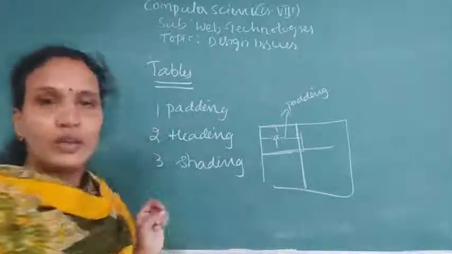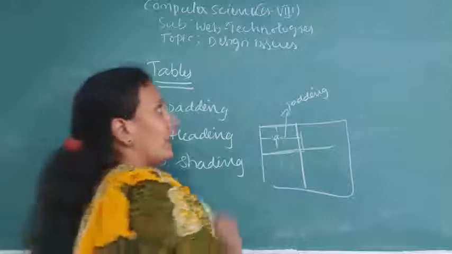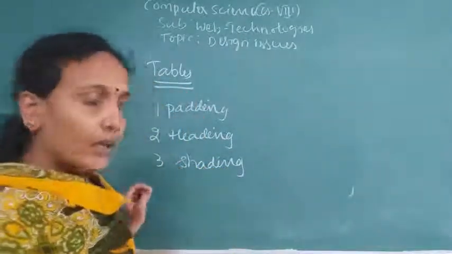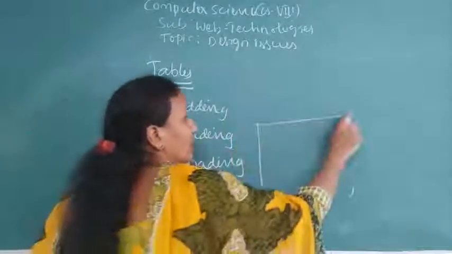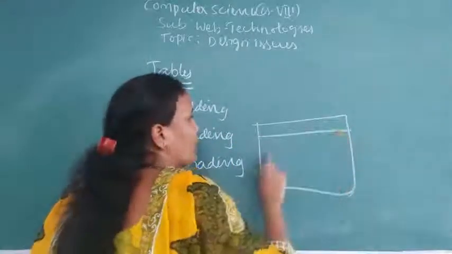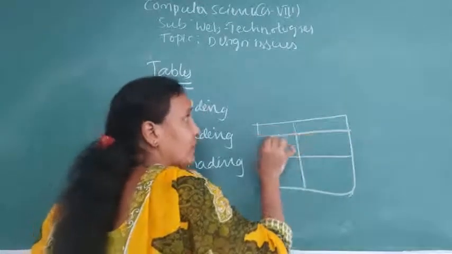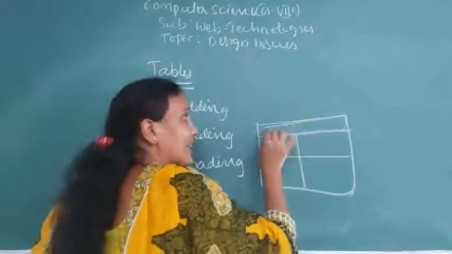What is the second one? Headings. So when you are giving a table, try to give headings in the first row like this. This is a table. And try to give the first row as a heading.